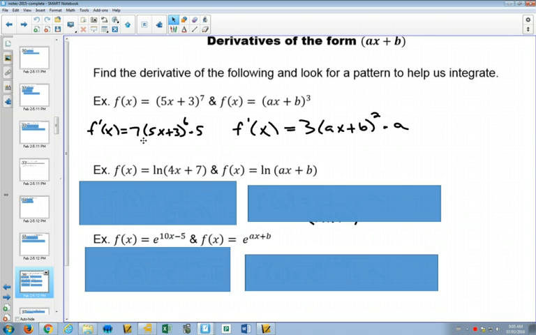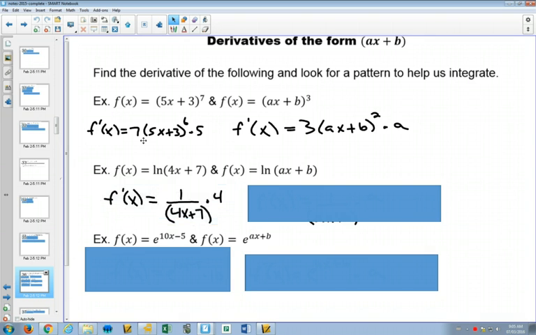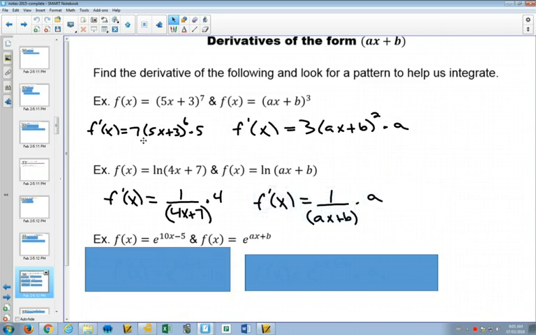Second one with the natural log. You have a chain rule again. You do 1 over what's on the inside and then multiply by the derivative of the inside. So if we had natural log of ax plus b, we'd do 1 over that. Chain rule says keep that inside the same and then multiply by the derivative of the inside.